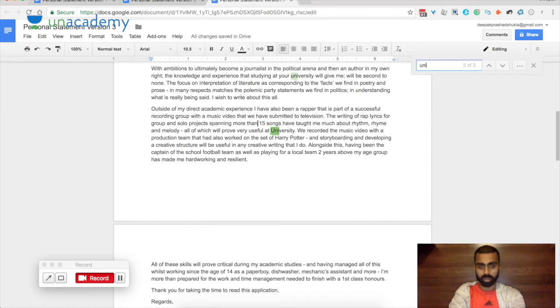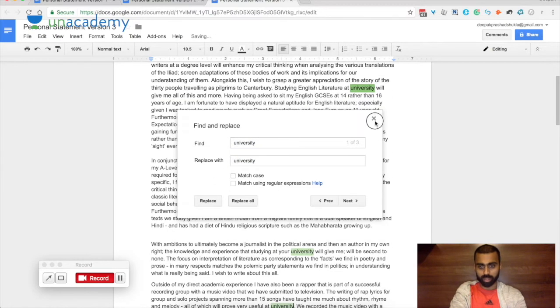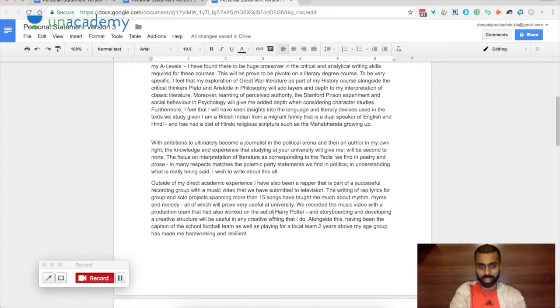So where we put university, let's find and replace with replace all. That's that done. That's gone to lowercase now. So perfect. The writing of rap lyrics for group and solo projects spanning more than 15 songs have taught me much about rhythm, rhyme, and melody, all of which will prove very useful at university.